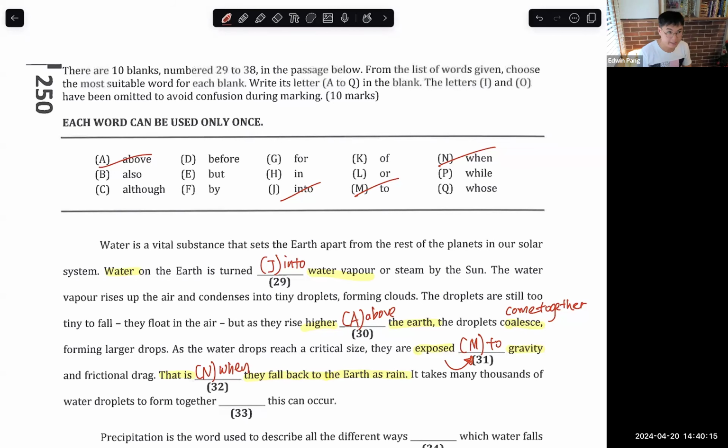You can also use the word "why." That is why they fall down as rain, but there's no "why," right? So the next best thing is "when." They coalesce, and that's when they reach a critical size, then they fall down, right? When they reach that critical size, okay?